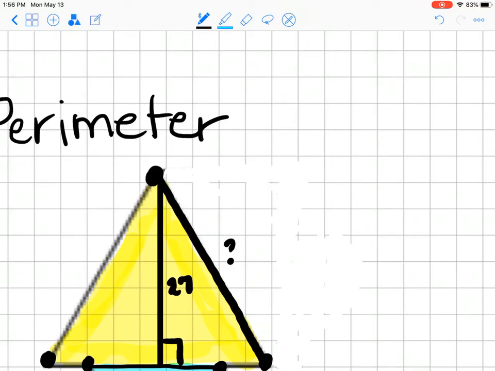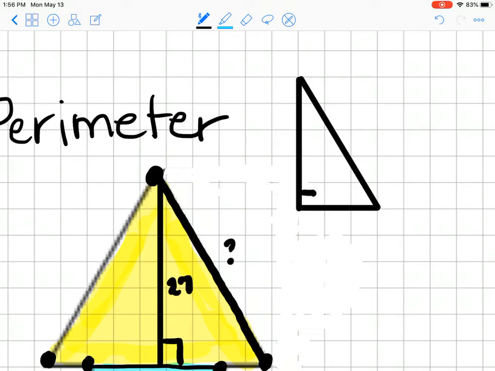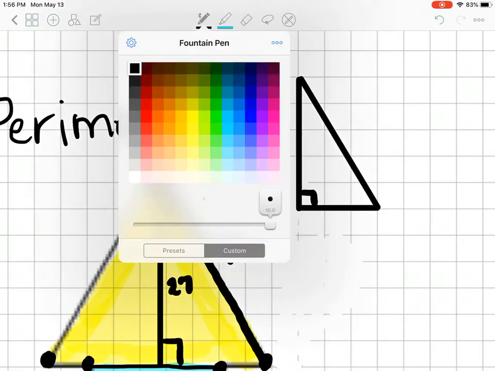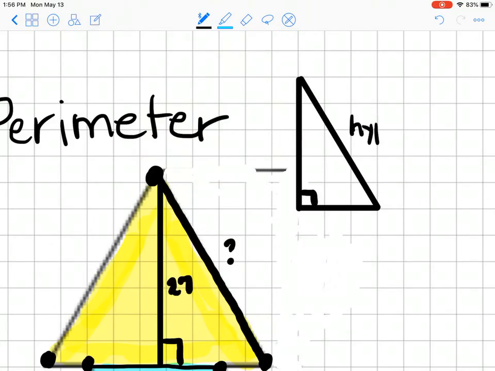And I'm going to come over here and draw it just like this so I can work with it this way. So let's pull out just that half, and that'll help us a little bit. And we know that this is 27 because that's the height. We need to find the hypotenuse. That's the mystery. What's the length? No wonder my pen is so dark. I forgot that I changed it. I was thinking, why in the world is that so dark? So we need to find the hypotenuse.